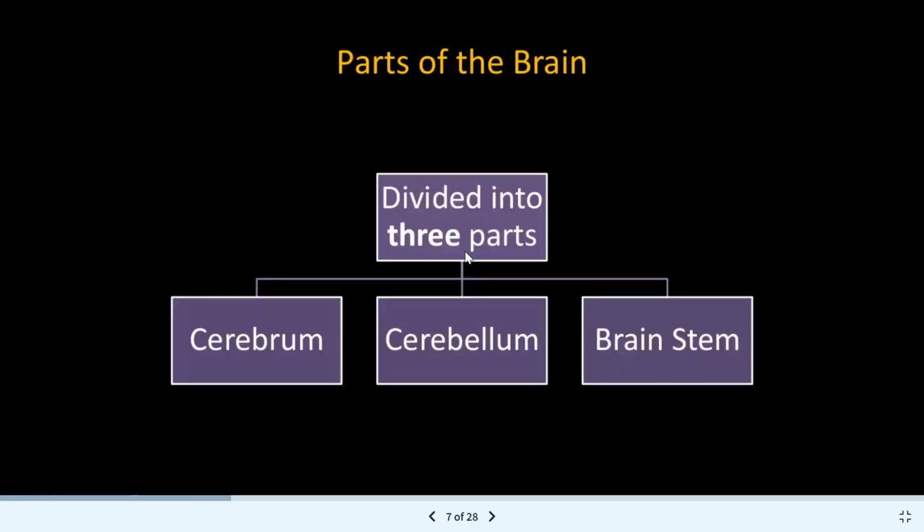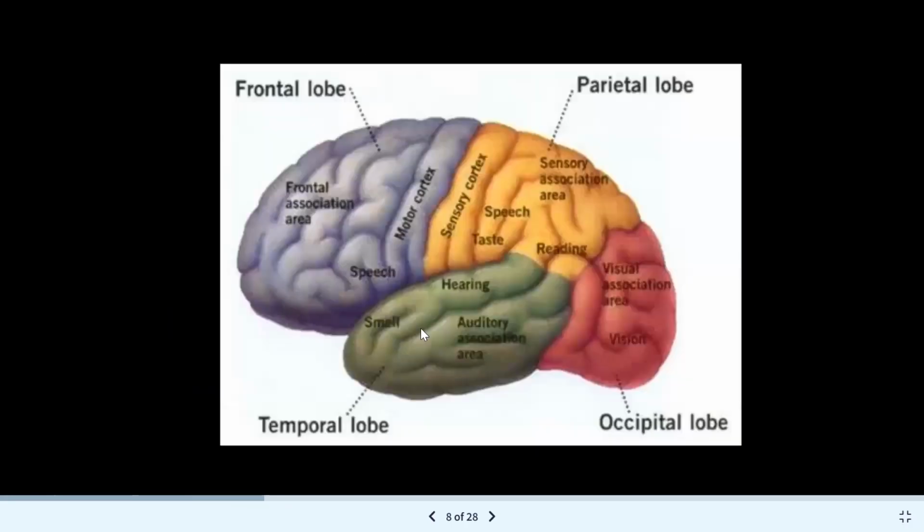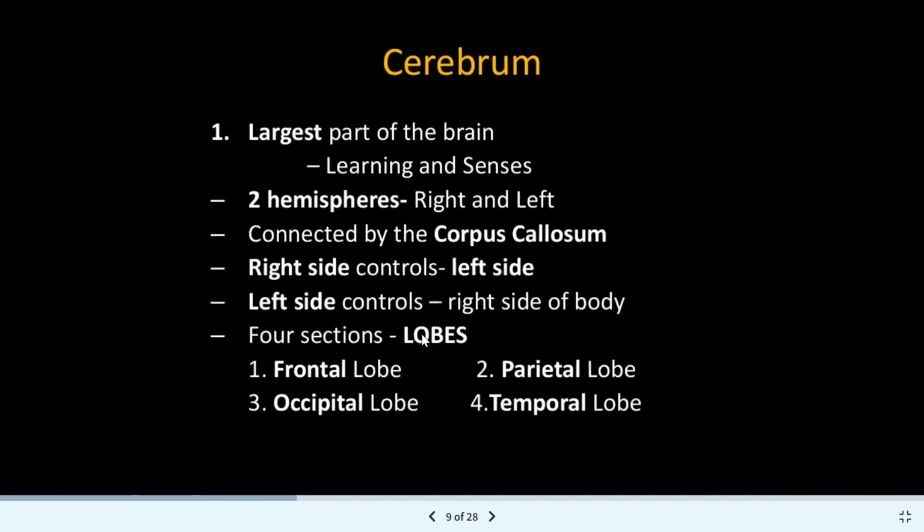The brain is divided into three parts: cerebrum, cerebellum, as well as brainstem. Okay. This is the frontal lobe. The frontal lobe is further divided into frontal association area, motor cortex, speech. Okay. And the parietal lobe has the sensory cortex, taste, sensory association areas, reading. Okay. And this below is the visual association area, and vision is part of the occipital lobe. Okay. The temporal lobe is in the in-between position, responsible for smelling, hearing, and auditory association areas.